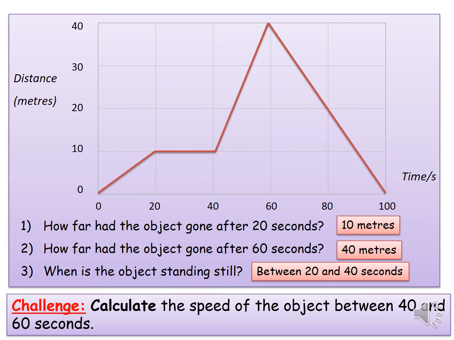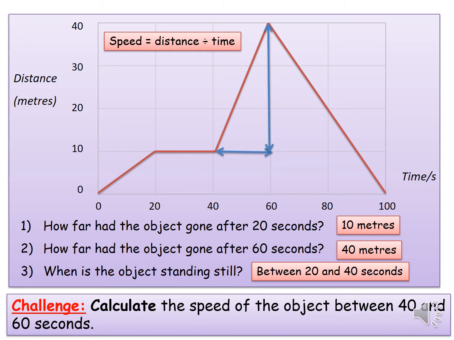Now a question that we haven't done yet is calculating speed on a distance time graph. We know that speed equals distance divided by time. So how can we calculate the speed of an object between a time interval? If you look at the challenge question, it says calculate the speed of the object between 40 and 60 seconds. So the first thing you need to do is draw a triangle between 40 and 60 seconds.